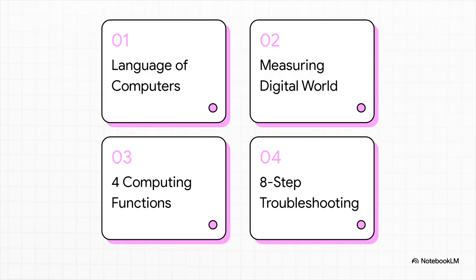Here is our roadmap for today. We've got a four-part progression. First, the language of computers. Second, measuring the digital world. Third, the four computing functions. And finally, 8-step troubleshooting. We're going to build this up logically, step by step.